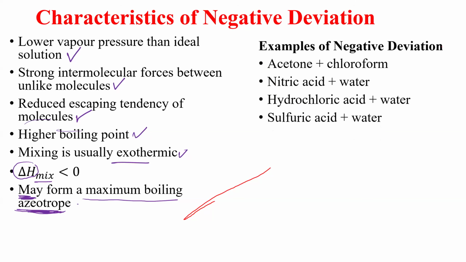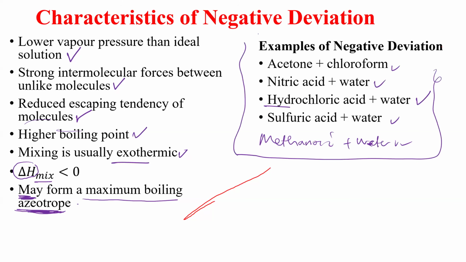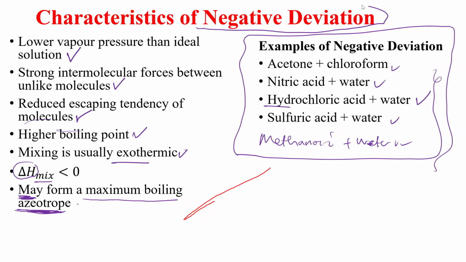Now, examples for negative deviation. I know most of you had already given us these: hydrochloric acid and water, methanoic acid and water, sulfuric acid and water, nitric acid and water, acetone and chloroform. So these are some examples of solutions that, when mixed together, deviate negatively from ideal behavior. Our work now is to see the composition diagram for a negative deviation, and what you're going to see in the diagram is still a representation of these characteristics. So it will still be the same, unless someone has a question.